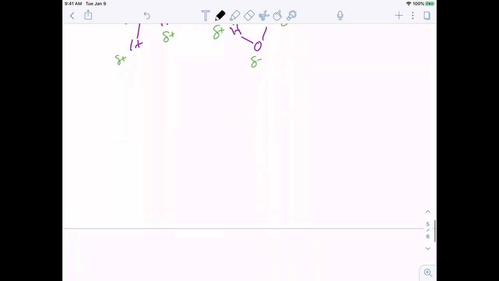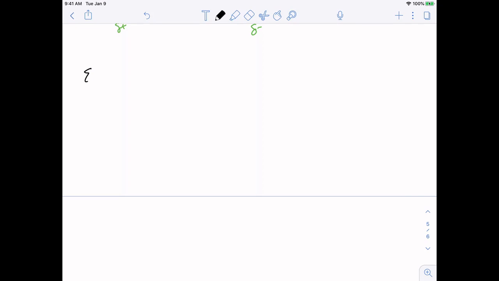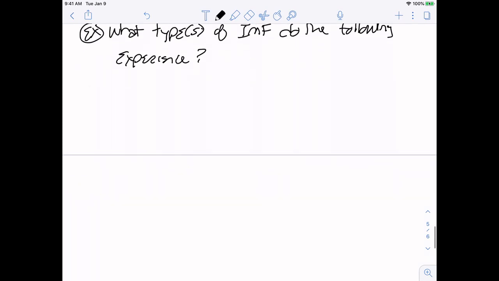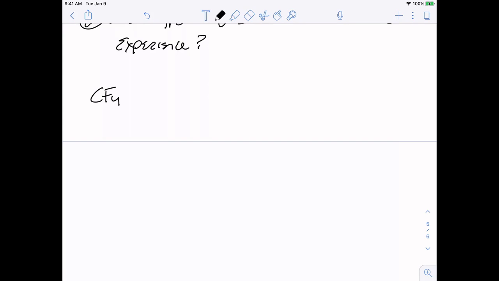So let's go through some examples. So what types or type of intermolecular forces do the following experience? So we'll do a couple. Let's do CF4. NH3.